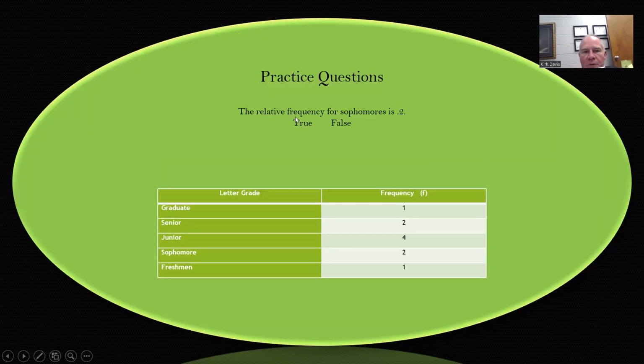The relative frequency for sophomores is 0.2. So I come over and find sophomores. I see they have a frequency of 2. 2 divided by 10 is 0.2. That is true.